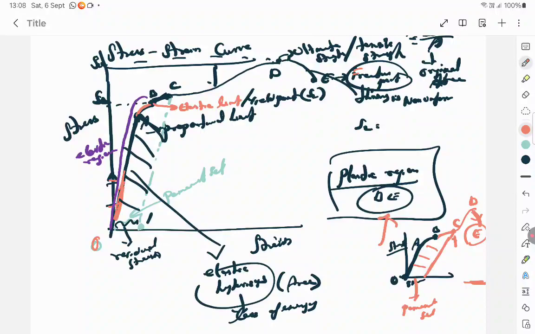E is the breaking point, in which it breaks off. The plastic region is basically referred to as the BE region. Starting from B, the elastic limit, to the breaking point is referred to as the plastic region. For a metal, the plastic region is quite large.